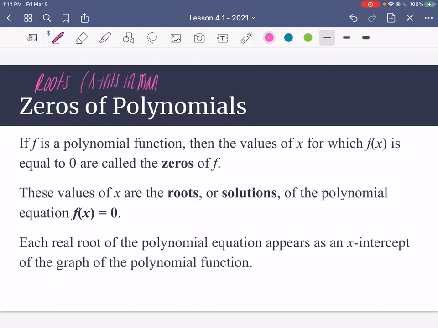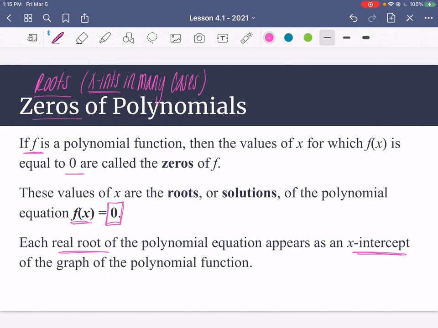So we use those words interchangeably. Roots or zeros, you'll hear those most often. That is just where the polynomial function equals 0. That's where the zeros are, and so that's when we set f of x, the entire polynomial, equal to 0. We call them x-intercepts if they are real roots. So each real root of the polynomial is an x-intercept.